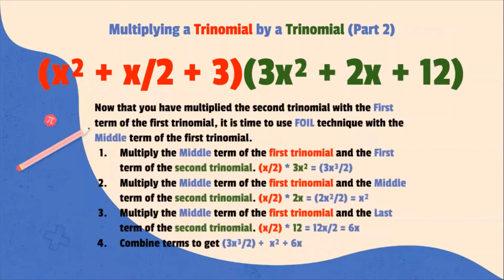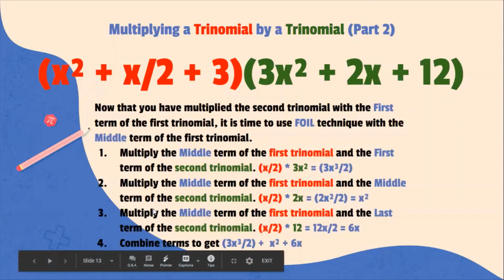Now we're going to multiply the second trinomial with the second term of the first trinomial. So first, we're going to multiply the middle term of the first trinomial with the first term of the second trinomial. So that'd be x over 2 times 3x squared, which would equal 3x cubed over 2. Then we're going to multiply the middle term of the first trinomial and the middle term of the second trinomial, which would be x over 2 times 2x, which would get us 2x squared over 2, and then that could be simplified to just x to the power of 2.